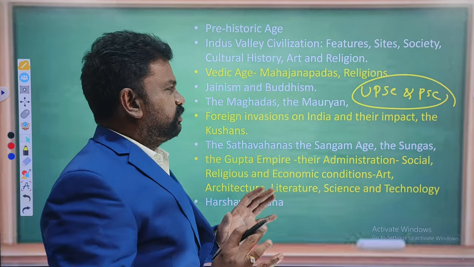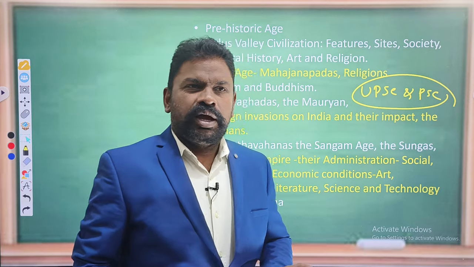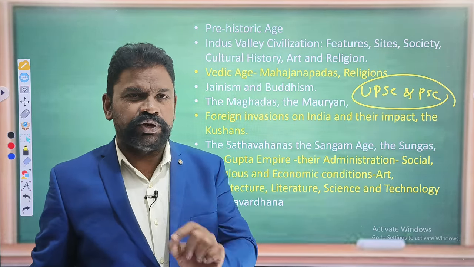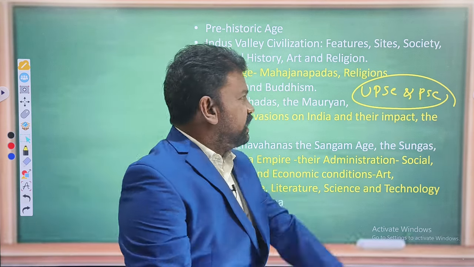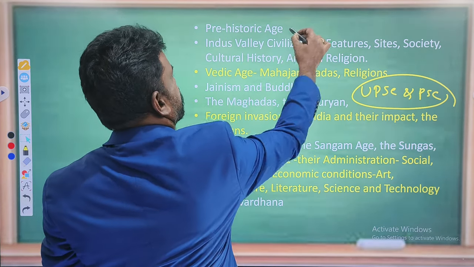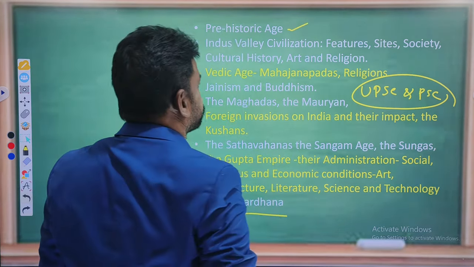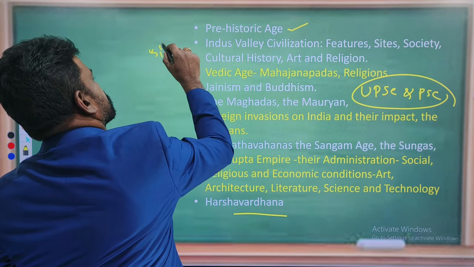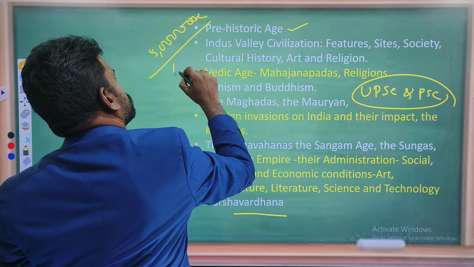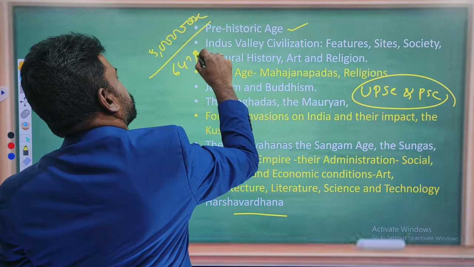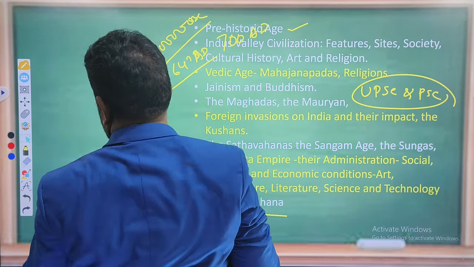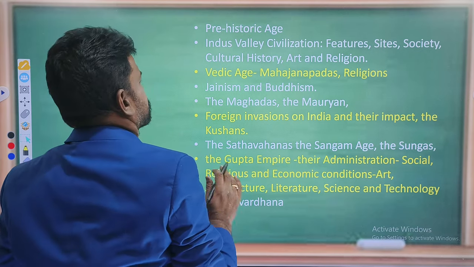Actually, what is ancient India? I will cover the complete ancient India in one video. Please listen clearly. The syllabus of ancient India is from the prehistoric age to Harshavardhana. That is almost from 5 lakhs BC to 647 AD, almost up to 700 AD. That is the ancient Indian history syllabus.